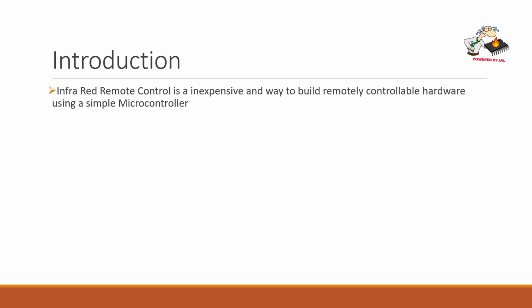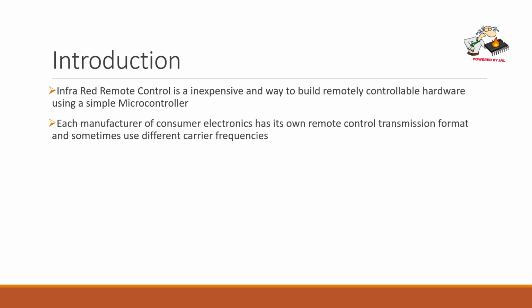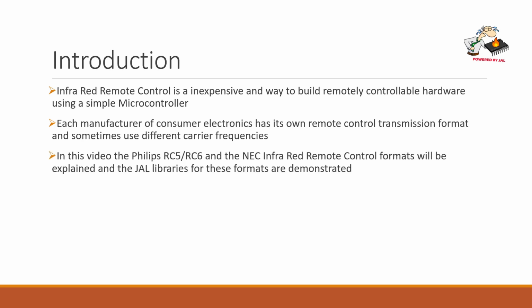If you look at the infrared remote control, it's a very inexpensive way to build remotely controllable hardware using a simple microcontroller. But each manufacturer of consumer electronics has its own remote control system format, but also the carrier on which the infrared system information is transmitted. In this video I'm going to show two libraries, one for the Philips RC5 RC6 remote control system and one for the NEC infrared remote control system.